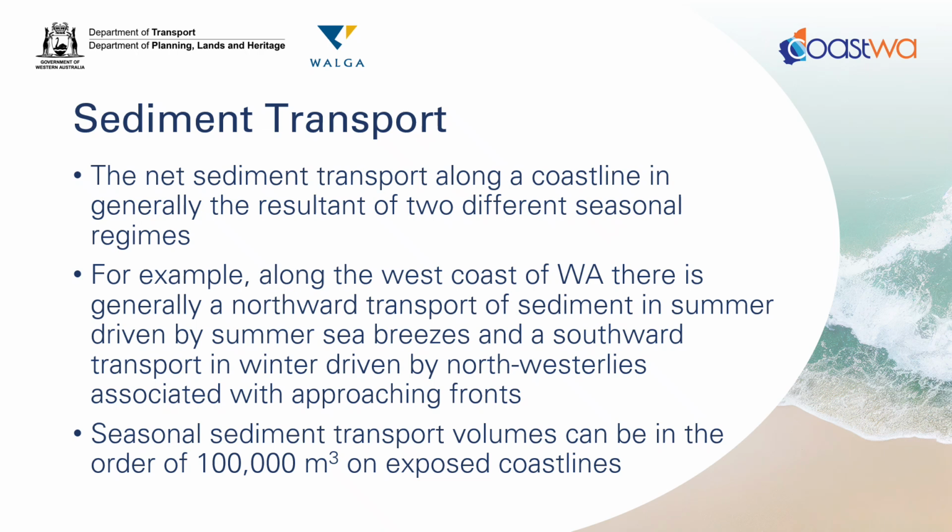These seasonal transport volumes can be in the order of 100,000 cubic metres on exposed coastlines. So you may have a movement of 100,000 cubic metres to the north in summer, and you might have, say, 90,000 cubic metres to the south in winter. That means you've got a total net, the resultant over that year, of 10,000 cubic metres moving to the north. So you can see the balance is very important here. If we have a very well-balanced system, then different meteorological effects can cause changes in the overall sediment transport, which can be significant depending on the situation, and we'll cover that in some of the case examples.